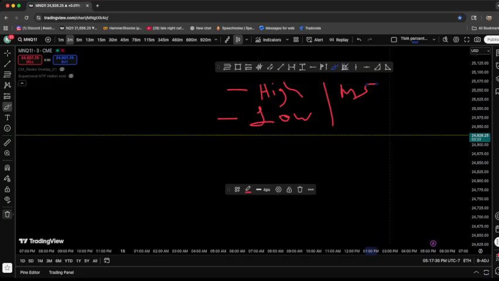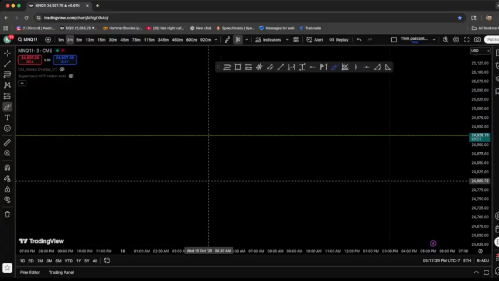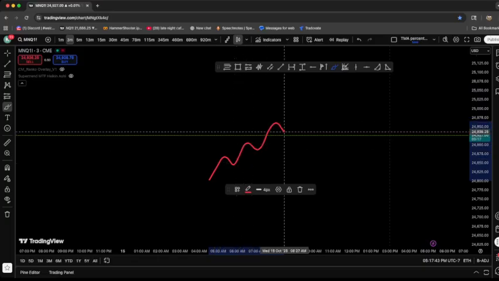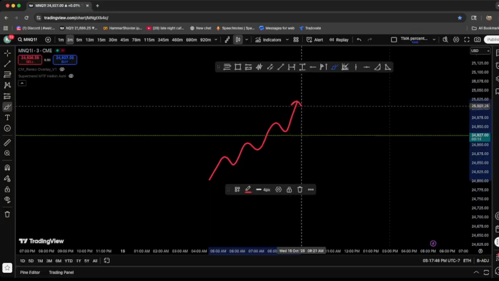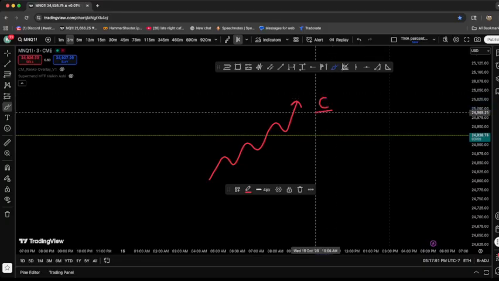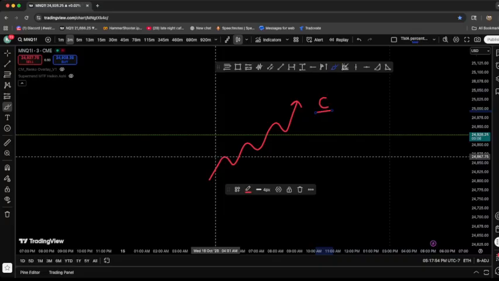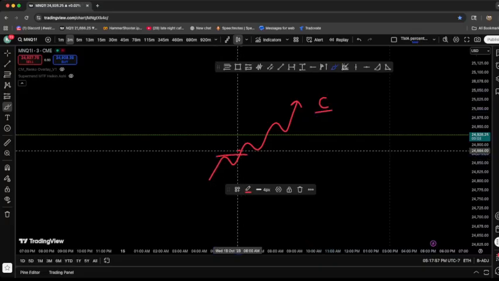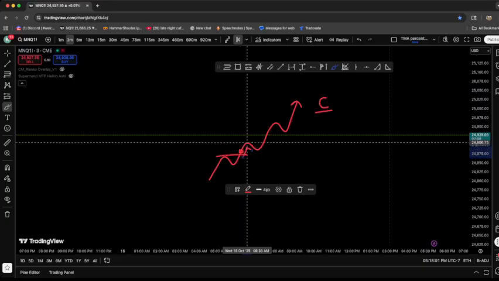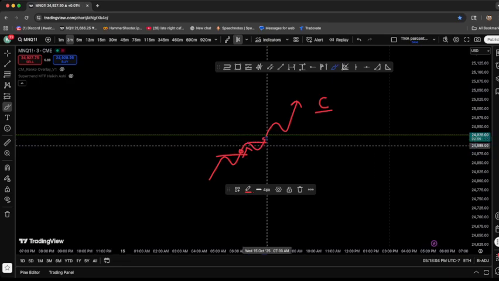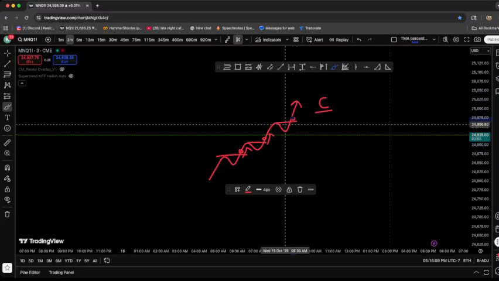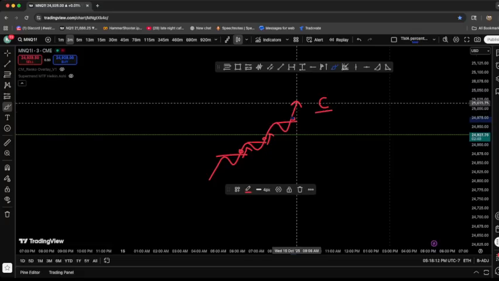So let's just look at a market rally, right? Something like this, and let's just say that this line that I'm drawing right now is representing the closures. So I'll put a C to represent the closing price. So every time price closed here, we expect a continuation, right? Every time price closed here, we're expecting a continuation. Same thing again here, right? Expecting a continuation.